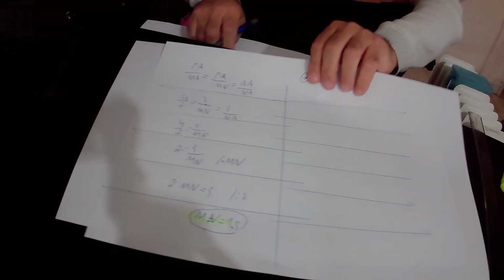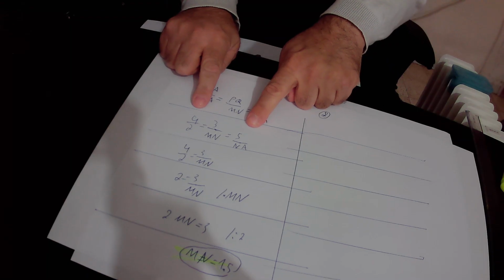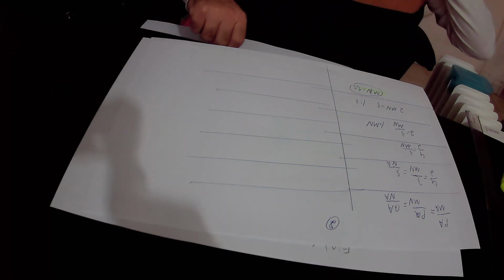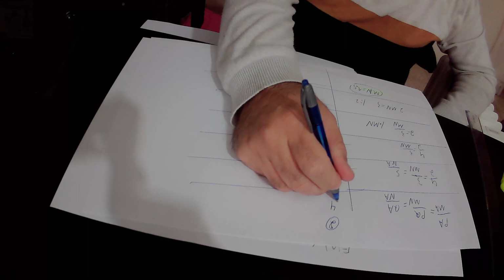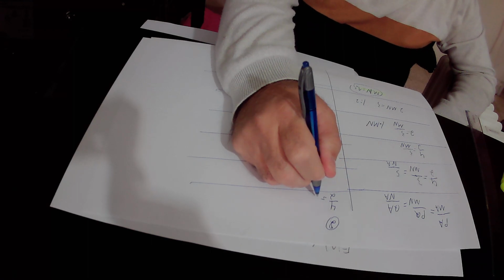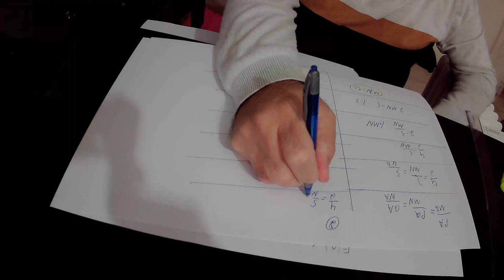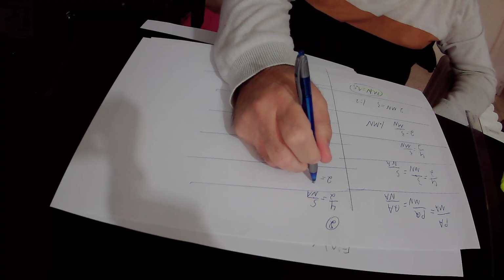From the same equation, we will conclude that 4 over 2 equals 5 over na. So I write it down. 4 over 2 equals 5 over na. 4 over 2 is 2, so 2 equals 5 over na.